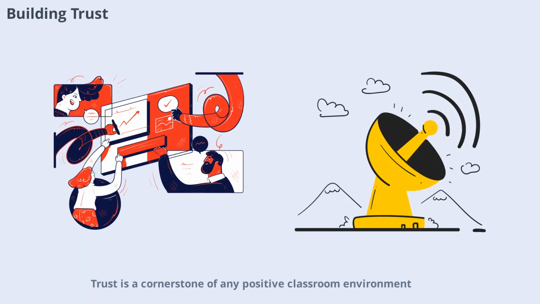Trust is a cornerstone of any positive classroom environment. In technology education, where experimentation and innovation are encouraged, students need to feel safe to make mistakes and ask questions. Teachers can build trust by being approachable, listening actively, and responding with empathy. When students trust their educators, they are more likely to engage deeply with the material and take creative risks. This trust leads to a more dynamic and resilient learning community.